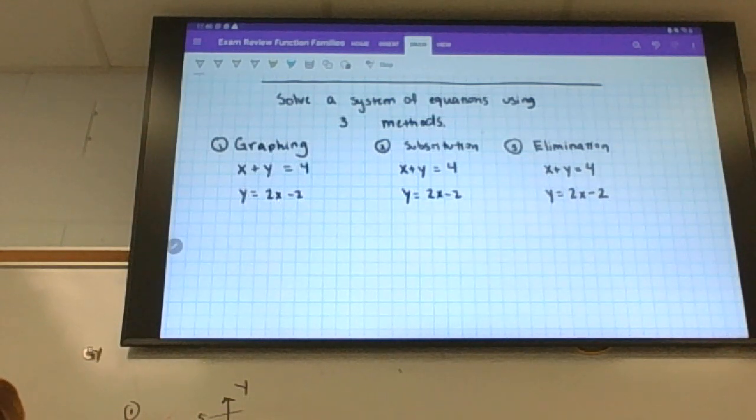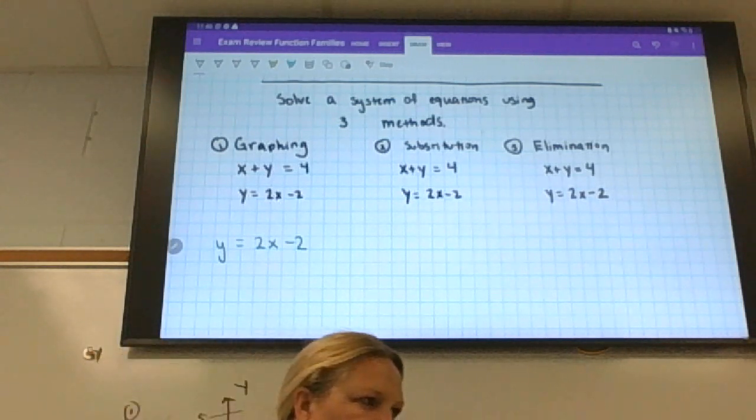So Romani, do you have any ideas about how I can graph x plus y equals 4? No. I know how to do the second one. Oh, good. Should we start with the second one? Let's just start with the second one. Okay, that sounds good. So we're going to graph y equals 2x minus 2. What do you do to do that one?